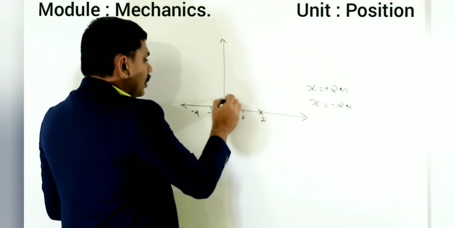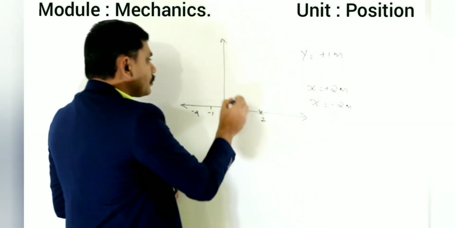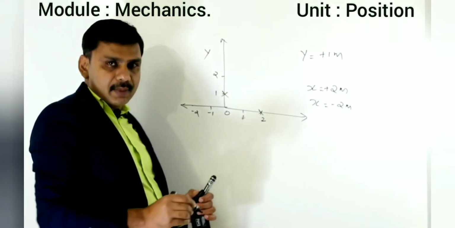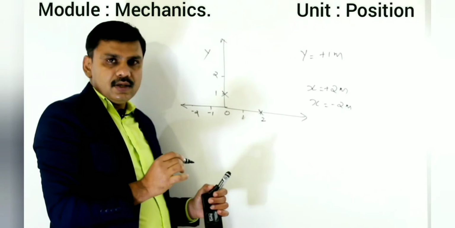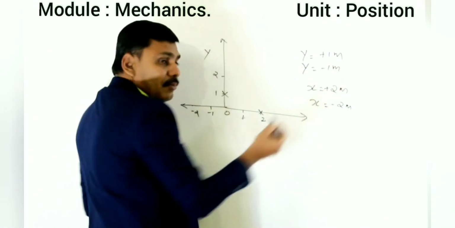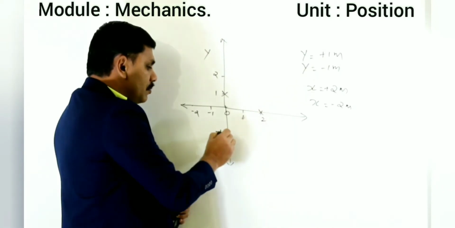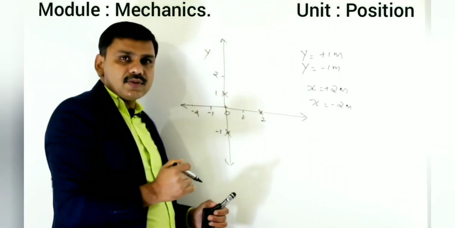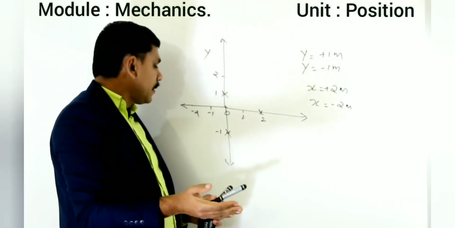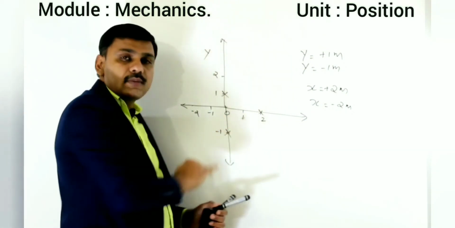The same thing you can mark here. Y equal to plus 1 meter. This is the y axis, so 1, 2. This is the position of the object when y equal to plus 1 meter. Then again y equal to minus 1 meter, you can mark it. This is the position where y becomes minus 1. So right is plus, left is minus, upward is plus, and down is minus.